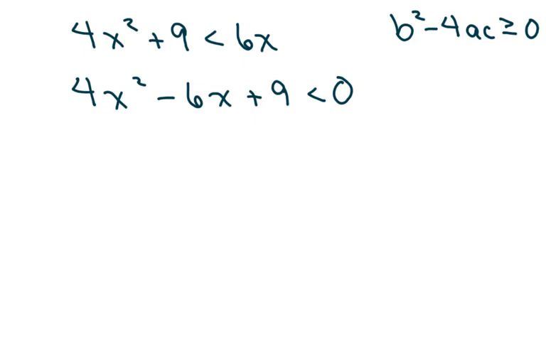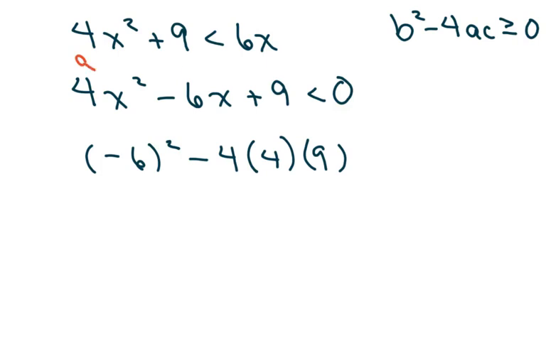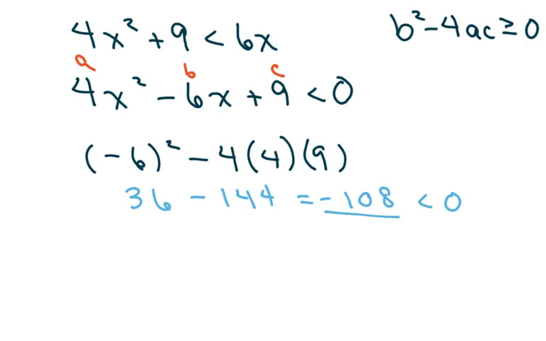My B is negative 6. So I have negative 6 squared minus 4 times my A, which is 4, and my C, which is 9. So again, this is your A, B, and C. All right, so when you take care of this, you get 36 minus 144, and that equals negative 108, which is negative. This is a negative number. So therefore f is always positive or always negative.